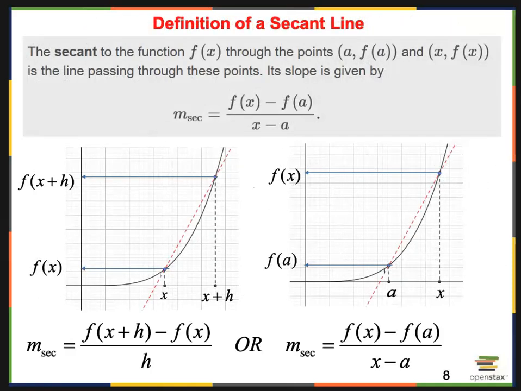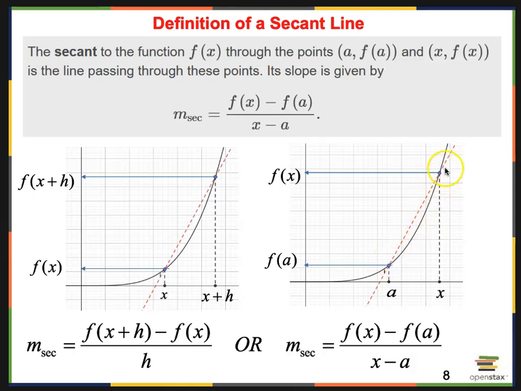So we use the secant. And what is a secant line to a function? Well, you can see it intersects the curve at 2 different points. So it's a secant line. Again, it intersects at 2 parts of the curve. The definition is the secant to the function f of x through the points a, f of a, and x, f of x. Here we have f of a, and here's f of x, and the secant is the line passing through these points.